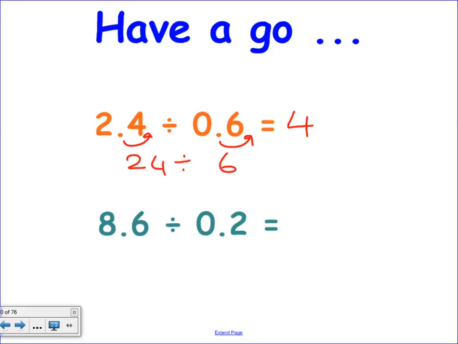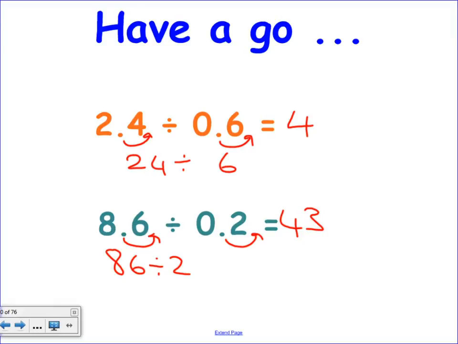Okay. I've got 8.6 divided by 0.2. Make the thing doing the dividing a whole number. You have to do the same there, so it becomes 86 divided by 2, which gives us 43. Yeah? Happy with that?